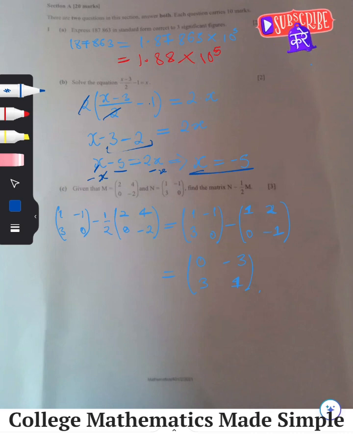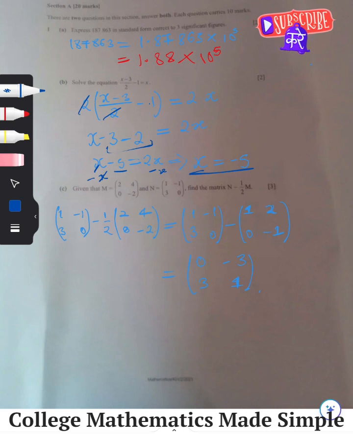The next question is about matrices. These are 2 by 2 matrices, and addition and subtraction of matrices is entry by entry. So we have m and n, then we want to find n minus 1 over 2m. So we are going to write n. N is this matrix minus half of m. Now m is this matrix 2, 0, 4 and negative 2.